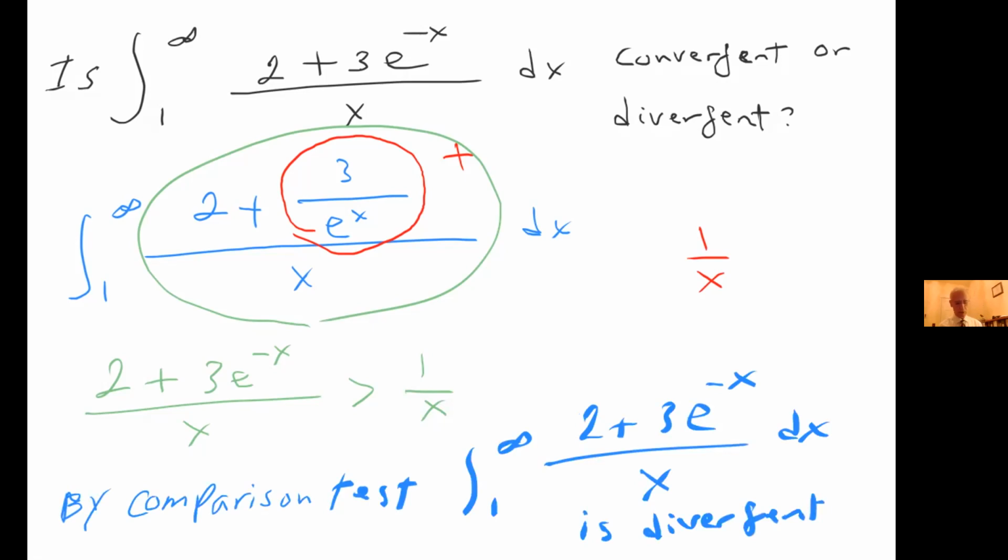Okay, so let's do another one. Let's do another example. How about something like the integral from 1 to infinity of 1 over the square root of (x cubed plus 3x squared) dx.